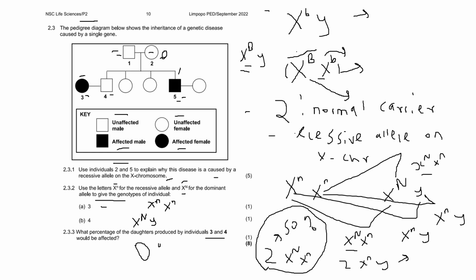You will never get a girl who will have the condition. All the girls who will be formed will be normal. Only the boys who will be formed will have the condition. So only boys will be affected. The girls won't be. So it will be 0% because the girls won't be affected.